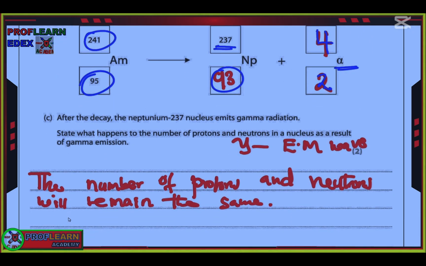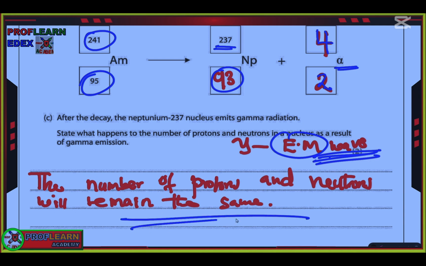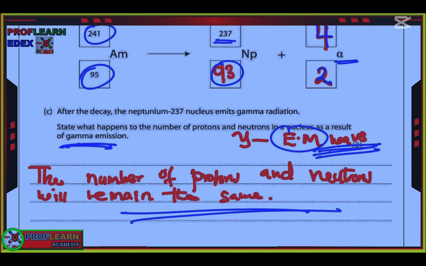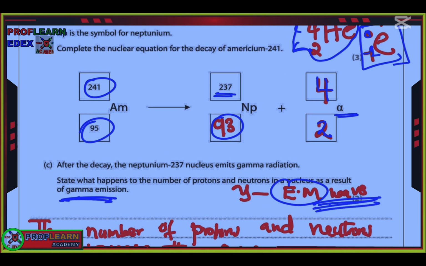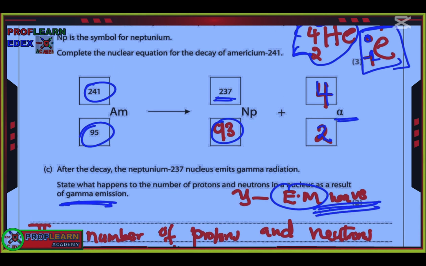When gamma is emitted, remember gamma is an electromagnetic wave, so it does not affect the number of protons and neutrons when it's emitted, because it's just emitted to release some excess energy at that given point. So we are supposed to say the number of protons and neutrons remain the same during gamma emission, but during alpha emission, the number of protons decreases by 2, and the mass number decreases by 4.